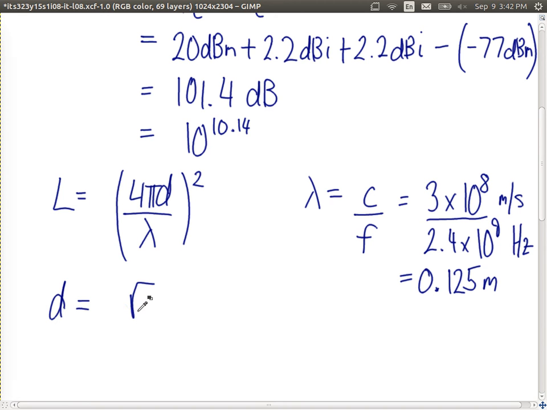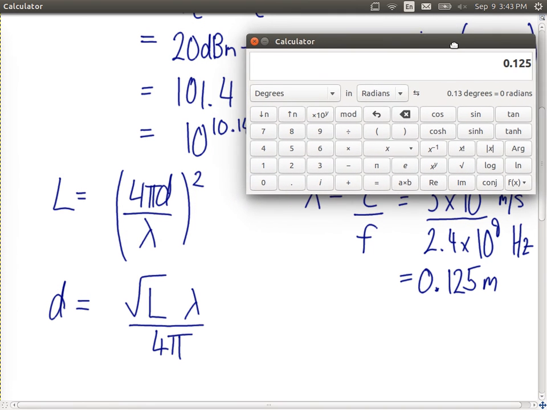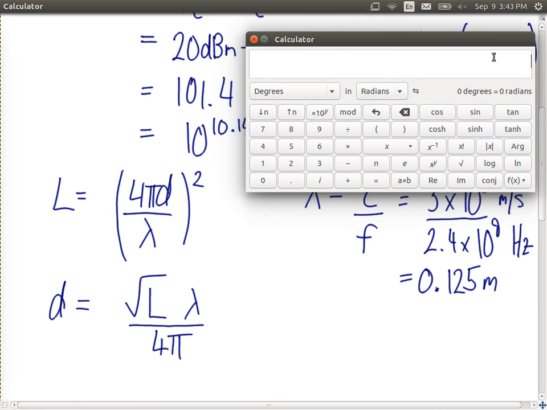The square root of the loss times by lambda divided by 4 pi. I will not write down the numbers, we'll calculate direct. The square root of, do we have 10 to the power of 10.14? That was a loss, not in dB, but in the absolute value.